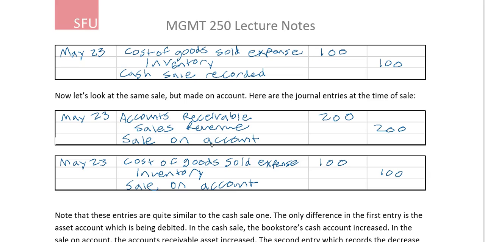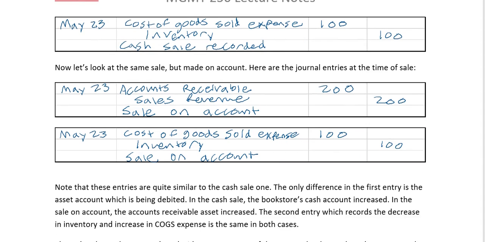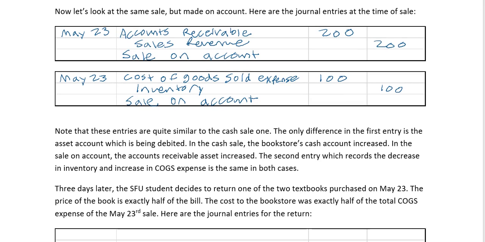So those are your 4 review journal entries all done. So we'll move on to something a little more interesting. Note that these entries are quite similar to the cash sale one. The only difference in the first entry is the asset account, which is being debited. In the cash sale, the books show the cash account increased. In the sale on account, the accounts receivable asset increased. The second entry, which records the decrease in inventory and increase in COGS expense, is identical in both cases.